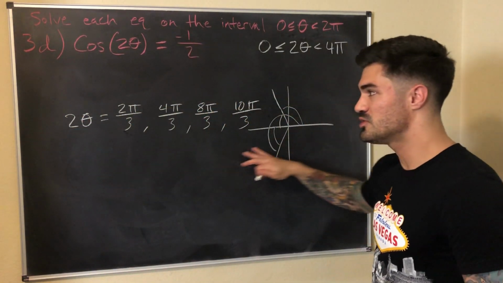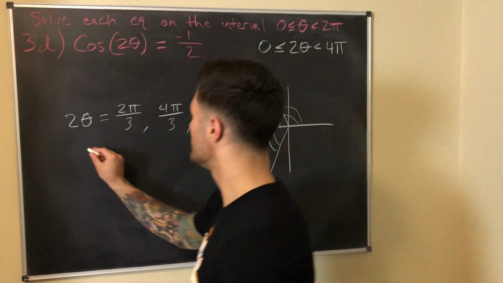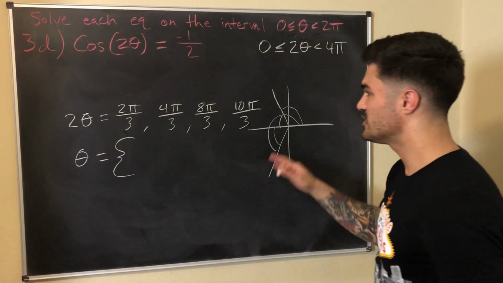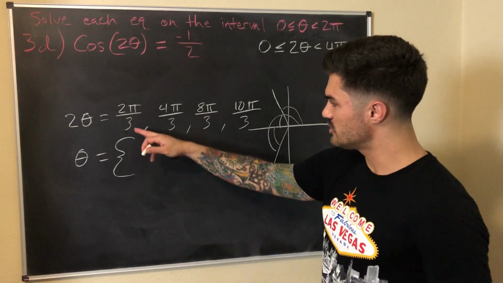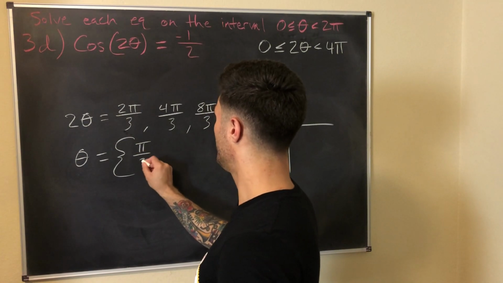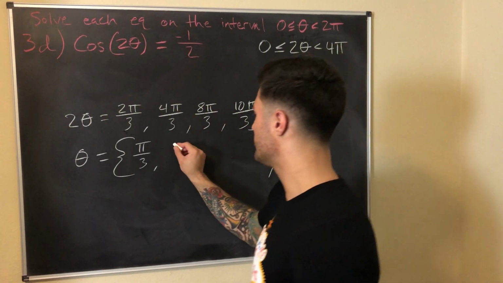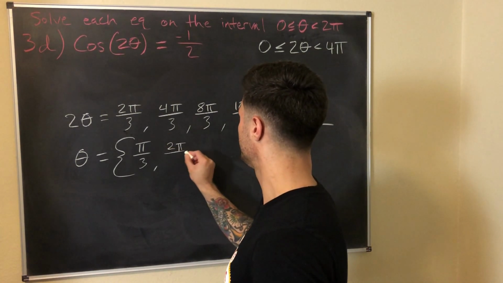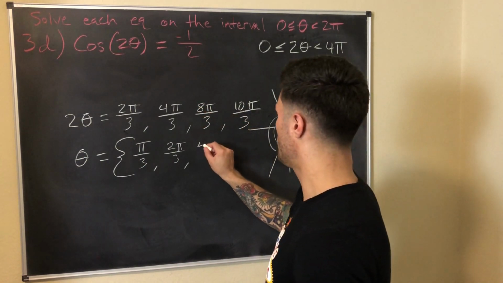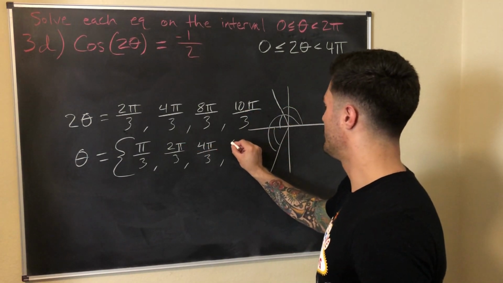So to find all the solutions for theta, I just take every single one of them and divide by 2, okay? So theta equals, and we have all 4 of these solutions, but we divide each one by 2. So this one, if we divide by 2, these 2's will cancel. We'll end up with pi over 3. This one, if I divide by 2, let's see, 2 goes into 4, so I'm going to end up with 2 pi over 3. This one, let's see, 2 goes into 8, so that's going to be 4 pi over 3. And this one should be 5 pi over 3.